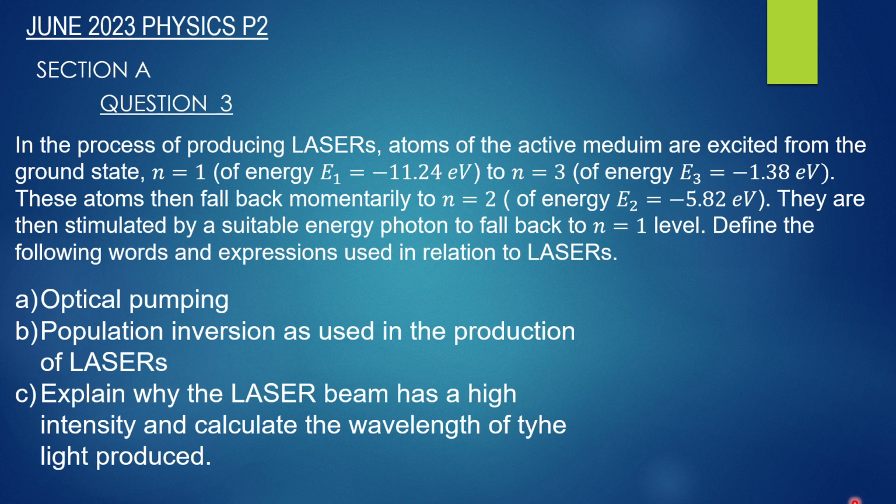It says define the following words and expressions used in relation to lasers. A. Optical pumping. B. Population inversion as used in the production of lasers. C. Explain why the laser beam has a high intensity and calculate the wavelength of the light produced. So we go directly to the solution.